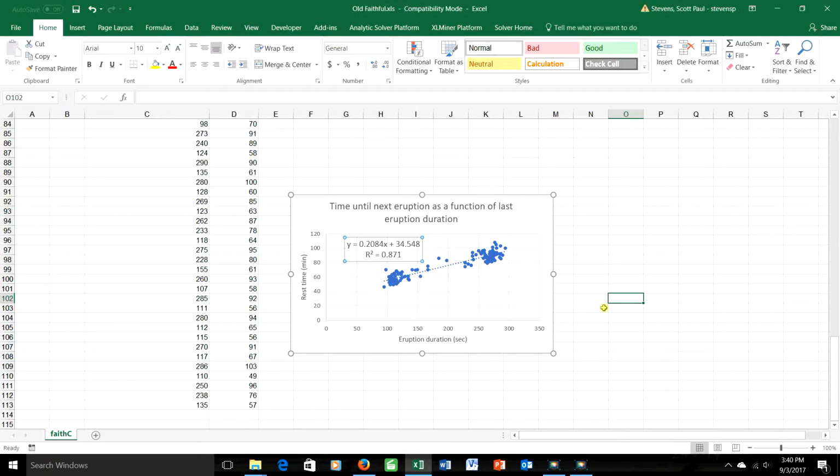The equation up above tells us that x is the eruption duration in seconds and y is the rest time. So for any particular eruption duration, for example 150 seconds, I can plug 150 in for x in this equation, crank out the answer, and find out where that dotted line would be. It would tell me, for example, for an eruption duration of about 150 seconds, I would expect a rest of just about maybe 63 minutes or so. And that's the kind of thing that the Park Service would predict. So long eruptions, they'll predict long rests, according to an equation very much like this.